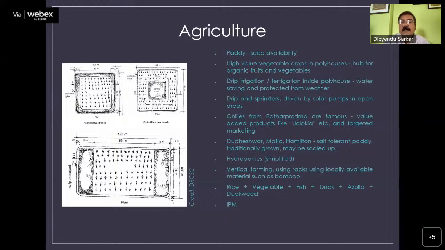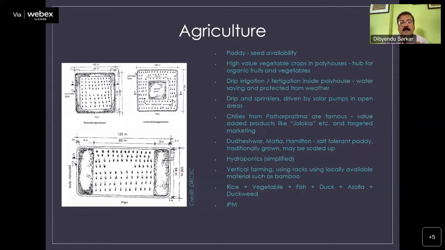Pathar Pratima chilies are famous. So maybe certain value added products like jalokia and targeted marketing might be important. Salt tolerant traditionally grown paddy varieties would also be important, like Dudheshwar, Matla, Hamilton, all those things. And a simplified hydroponic system might be tried out experimentally.